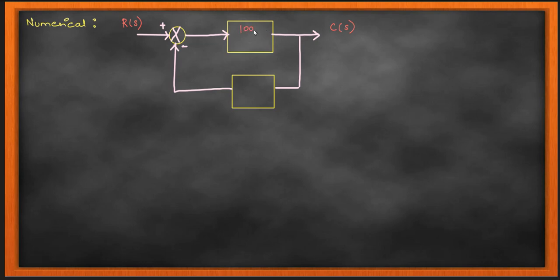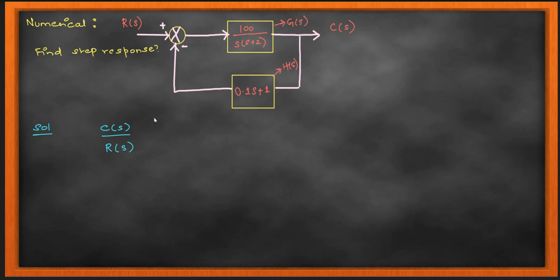So you'll be given a control system which is in this manner. C of S is your output, R of S is the input, and then you have the system function G of S, which is given by 100 divided by S into S plus 2. Then you have your feedback function given by 0.1 S plus 1. Good. So find the step response. So the question is to find the step response.